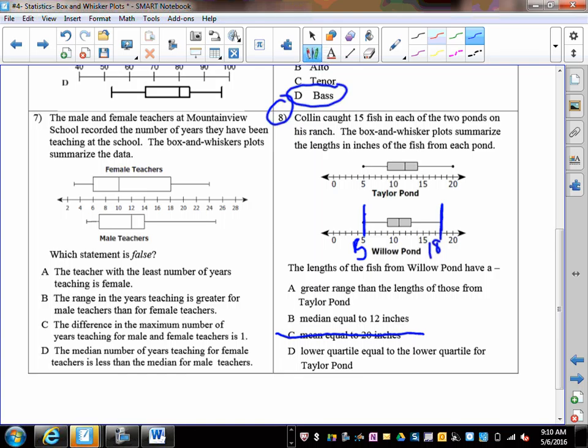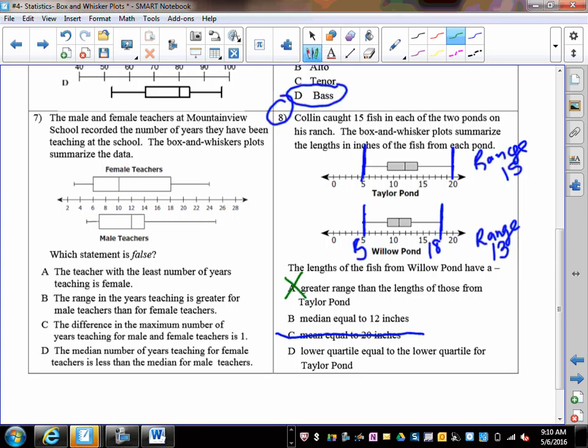So what would my range be? Close. My maximum is 18 and my minimum is 5. What would my range be? 13. Good, 13. All right, so we need to compare that to my Taylor pond. 20 and 5. What would your range be here? Okay. So does Willow Pond have a greater range? Yeah. It has a smaller range, right? So be careful. They like to switch up the words greater and lesser.